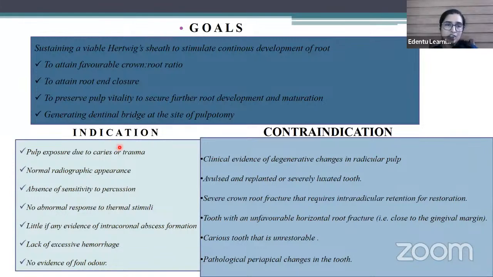Now talking about indications: pulp exposure due to caries or trauma, normal radiographic appearance, absence of sensitivity to percussion, no abnormal response to thermal stimuli, or little if any evidence of intracoronal abscess formation. So these are the different indications wherein you will go with apexogenesis. And talking about the contraindications: clinical evidence of degenerative changes in the radicular pulp, an avulsed and replanted or a severely luxated tooth, severe crown root fracture that requires intraradicular retention for the restoration, and a tooth with an unfavorable horizontal root fracture. Let me just say, contraindications are equally important as indications as well. Okay, so this is a very important slide.